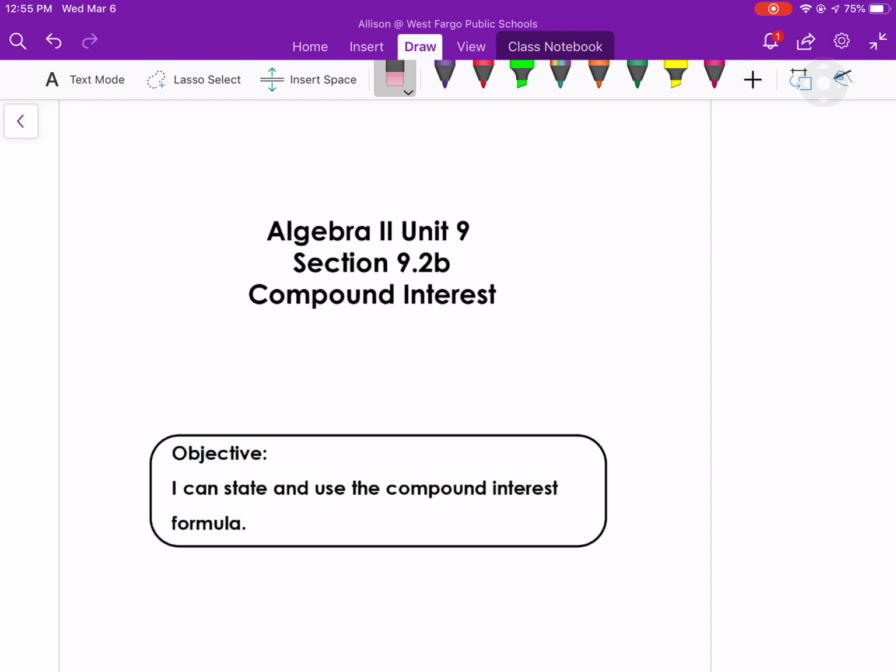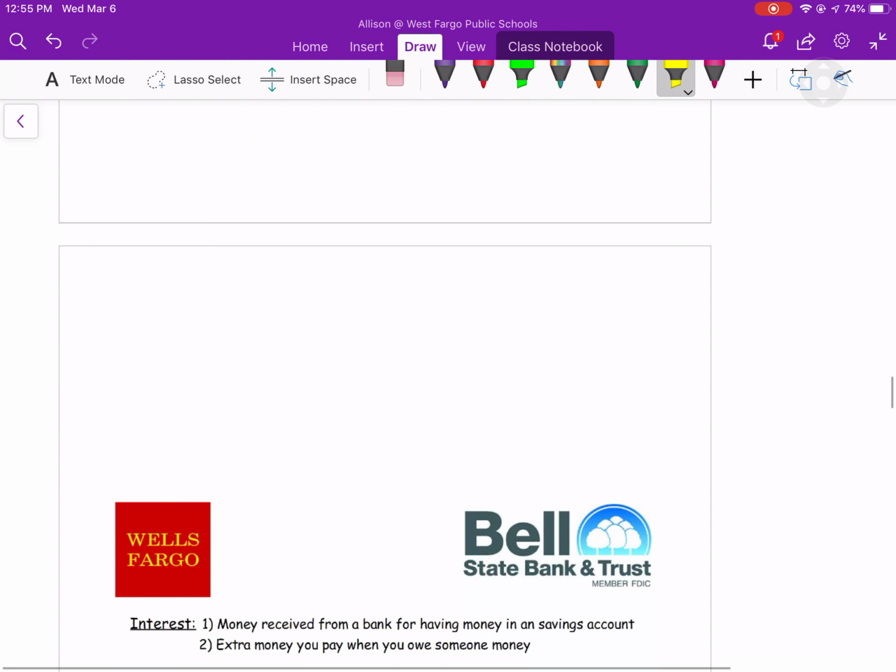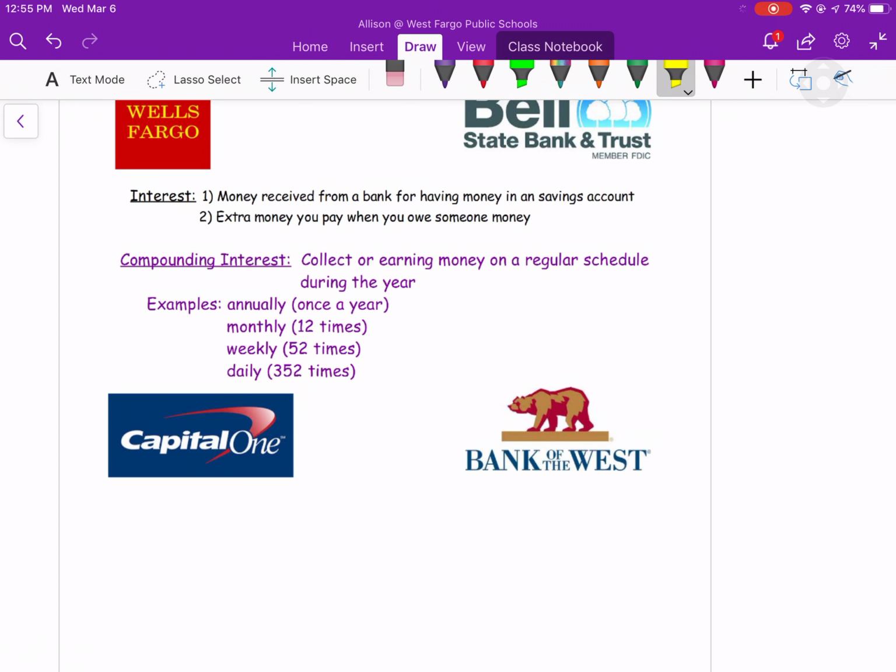All right, this is going to be a video that goes along with 9.2b, compound interest. So we're going to look at a couple different compound interest formulas and how they work. So first, what is interest? There's two types of interest. Either it's interest that you earn or interest that you pay.